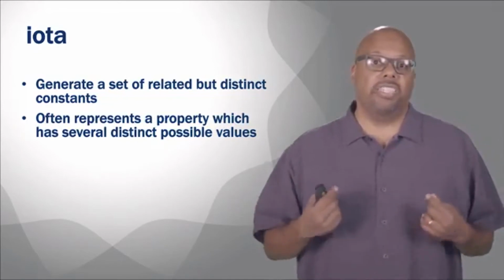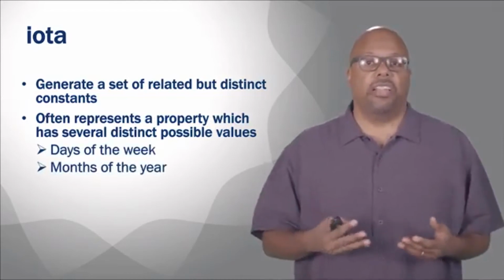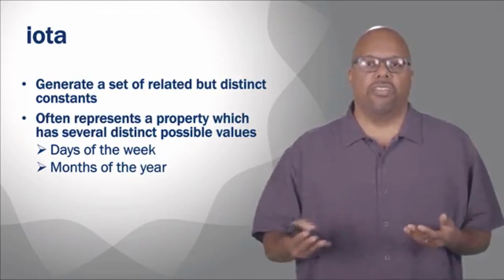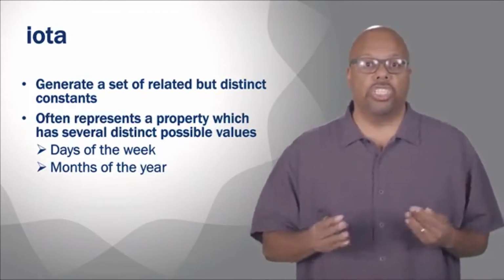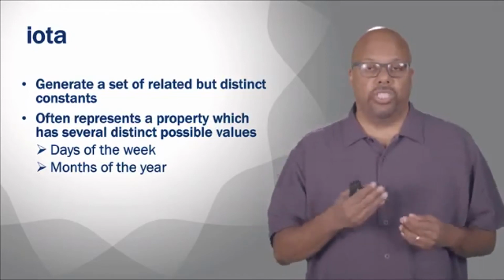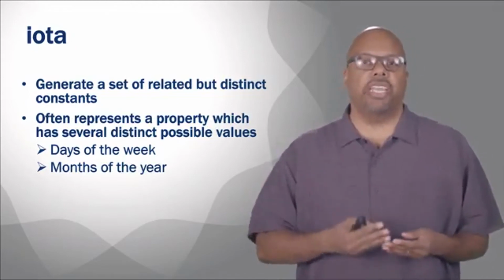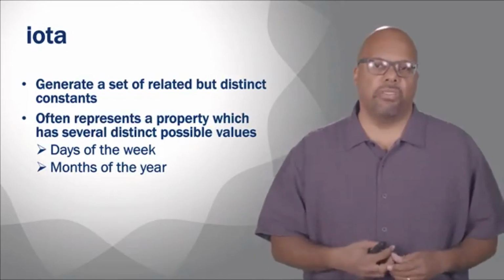Now, in a situation like this, just examples of such things: days of the week, right? You've got 7 days of the week, and if you want to define a constant for each day of the week, Monday, Tuesday, Wednesday, you want them all to be constants which are different, and you don't particularly care what the value of the constant is, as long as Monday is different from Tuesday, which is different from Wednesday. Months of the year is the same thing, right?